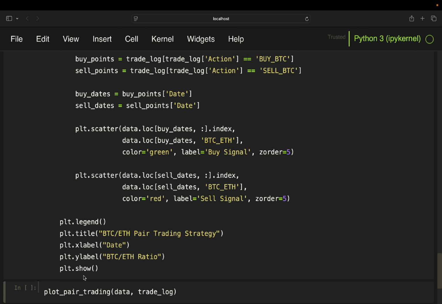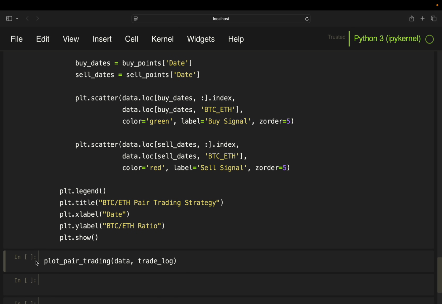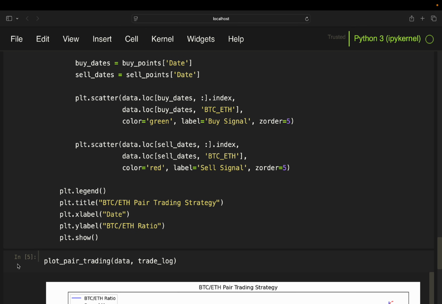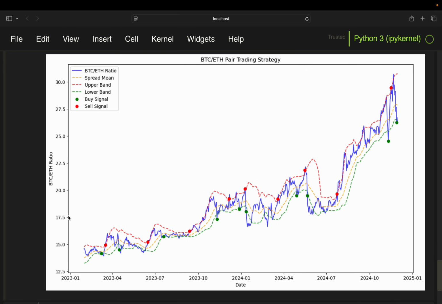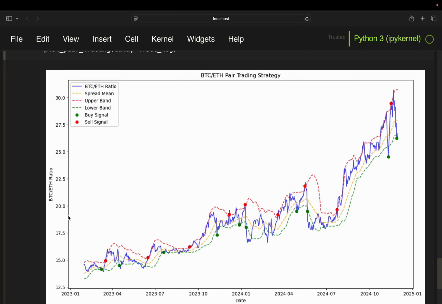So let's just execute that and actually call the function. So we're getting what we want to see here. As you see, we have this beautiful chart showing the strategy with buying and selling signals. As I said, you have the BTC ETH ratio here, you have the mean spread and the corridor here, upper band and lower band, and you have the buying and selling signals.